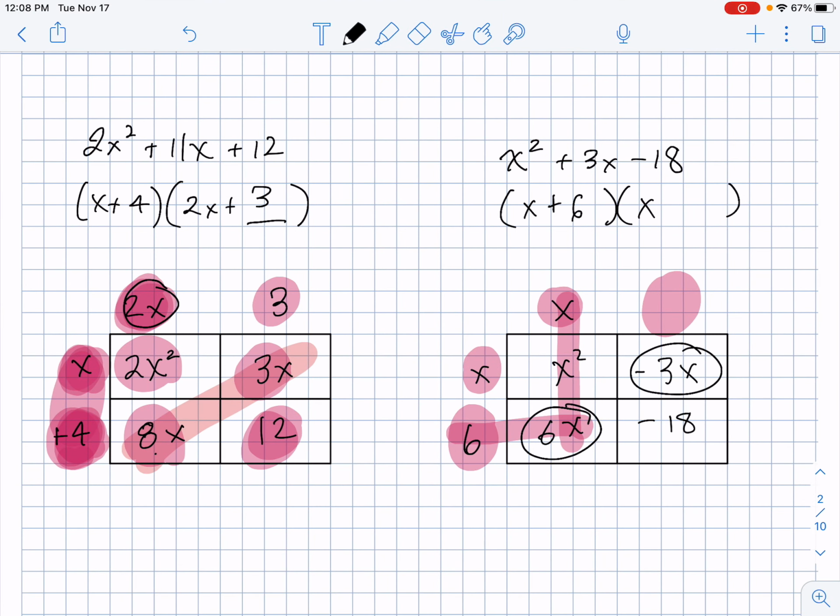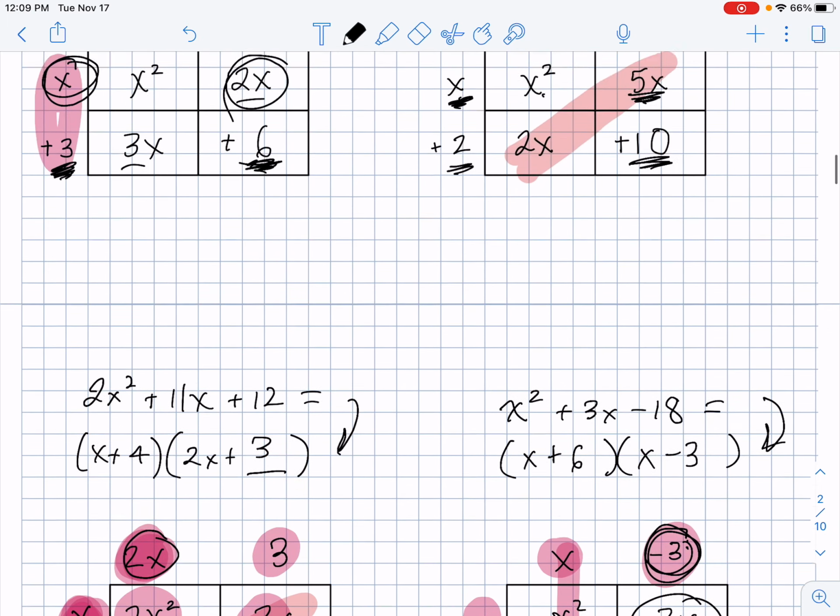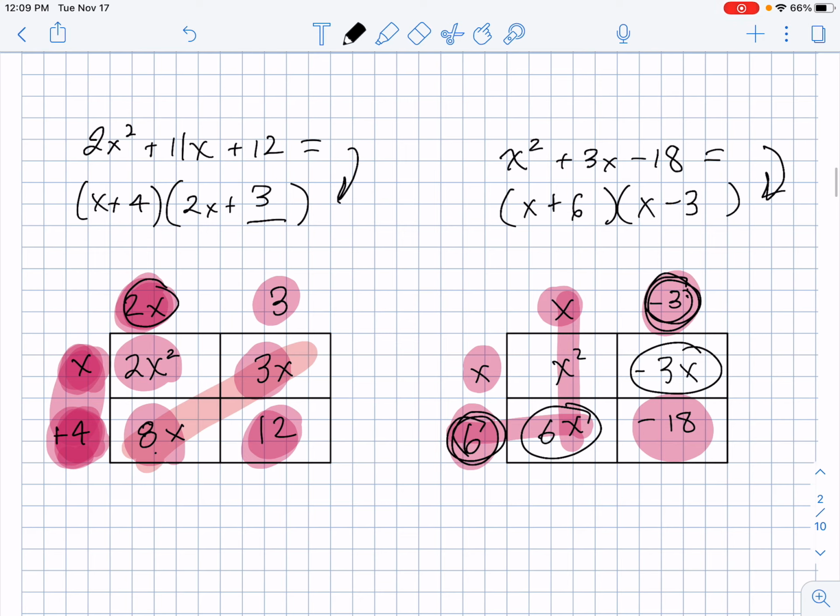And then this becomes kind of a puzzle. Can you fill in the rest? X times what makes negative 3x? Oh, that's got to be negative 3. And then we can check, does this negative 3 times positive 6, does that equal negative 18? Oh, it does. Yes. So we've done it. These are equivalent expressions. These two and these two, equivalent. Okay. So that is what we are working on today.